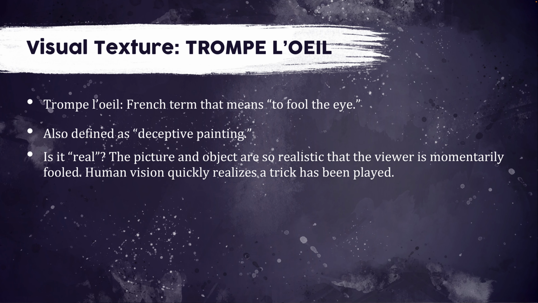You have visual texture, again, sort of like that implied texture. There is a term for some visual texture called trompe-l'oeil, which is a French term that means to fool the eye. That's what it literally means, or trick the eye. Sometimes it's called deceptive painting. Generally, it's something that looks so realistic that I wouldn't even say photorealistic because it doesn't look like a photo. It's so realistic that it looks like real life, right?